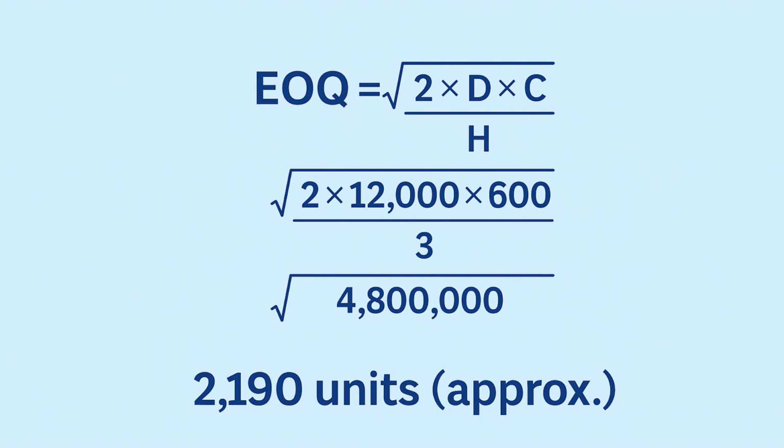Using the formula stated earlier, the economic order quantity is 2,190 units per order. This means the company should place orders of 2,190 units each time to minimize total cost.